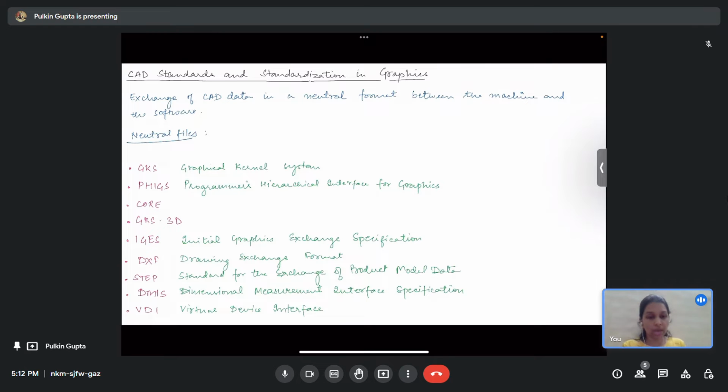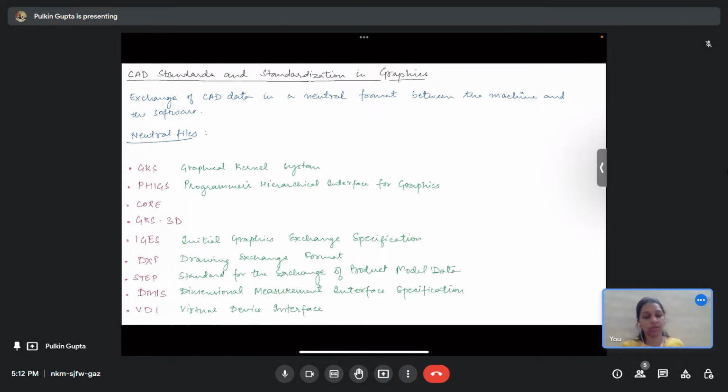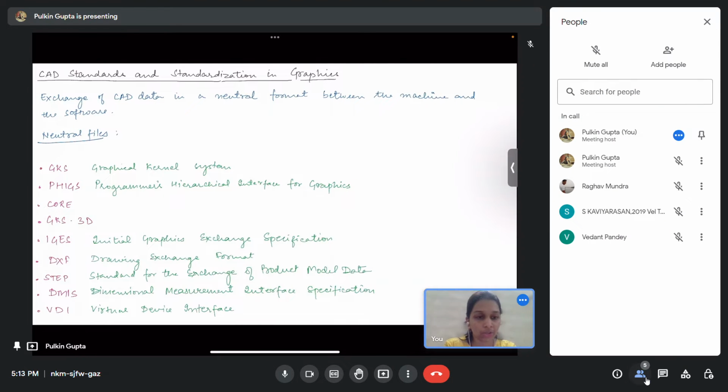Now, why are these CAD standards required? Can any one of you answer? Mr. Vedant, are you available? If you can tell why CAD standards are required. If your mic is not working, you can type in the chat box as well.